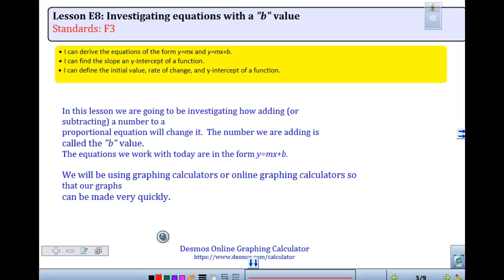And if you would please derive the equation of the form y equals mx plus b. I can find the slope and y-intercept of a function. I can define initial value for each change in the y-intercept of a function. So up to this point, we've had this equation. Please write this on yours. Y equals m times x.